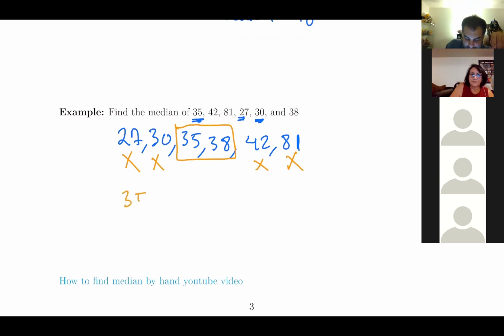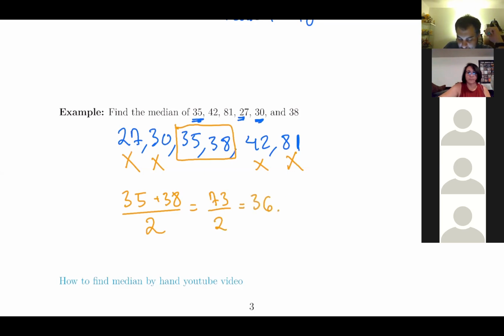So you go 35 plus 38, and since there are two numbers in the middle, you divide it by 2. So 35 plus 38 gives you 73, divided by 2. If you do 73 divided by 2, you should get 36.5, and that's your median. Cool, good job for the people who posted it on chat. Everybody got how I got 36.5 for the median?